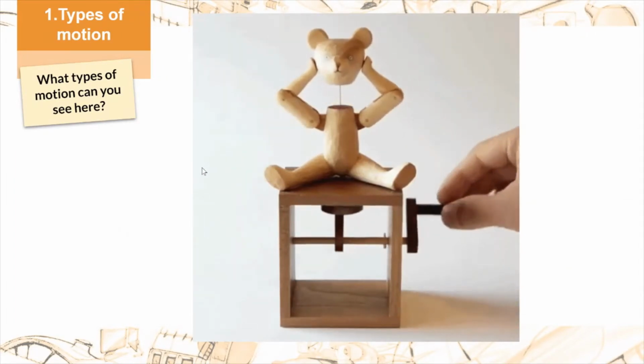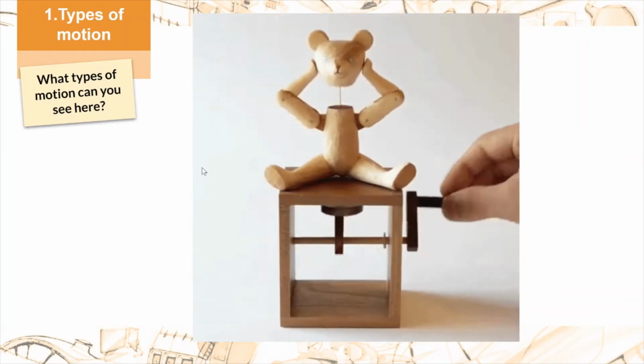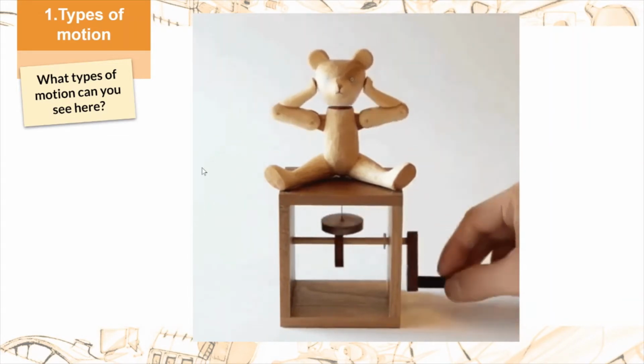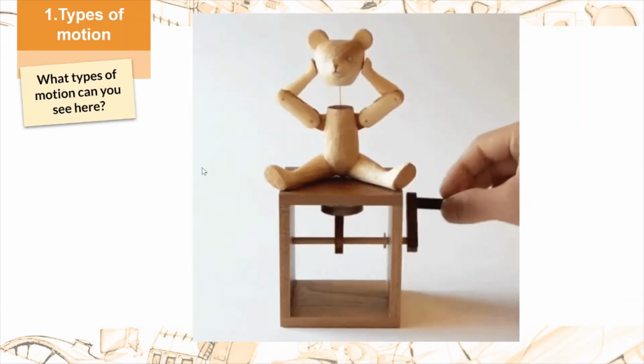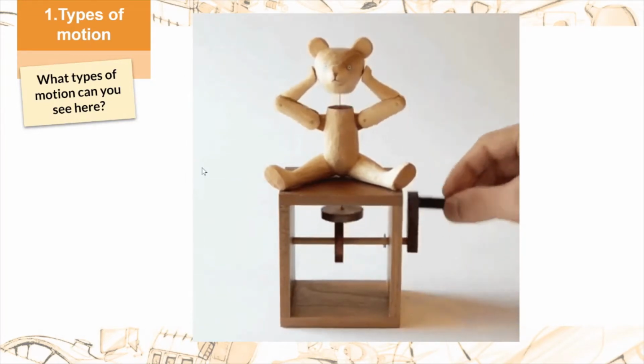So, have a think here, and I'll give you a few seconds to think about it. What types of motion can you see here? I can see 3 of those types of motion. I'll give you 10 to 20 seconds to have a think about it.